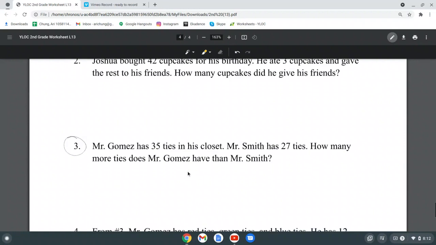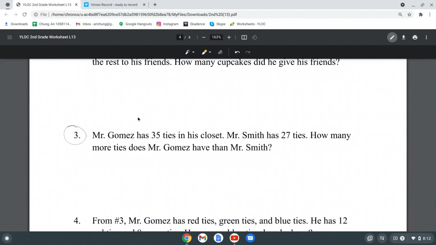Let's look at number 3. Mr. Gomez has 35 ties in his closet. Mr. Smith has 27 ties. How many more ties does Mr. Gomez have than Mr. Smith? Since you want to know how many more ties Mr. Gomez has than Mr. Smith, we'll be subtracting 35 by the number of ties Mr. Smith has, which is 27.